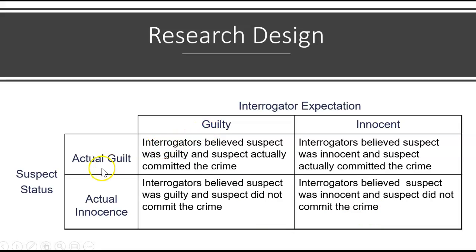So in the guilty and actual guilt cell, the interrogator believes the suspect was guilty and the suspect actually was. In the next condition, you have an expectation of innocence, but the suspect was actually guilty. In this cell, the interrogator believes the suspect is guilty, but they weren't. And finally, they believe the suspect is innocent, and that was actually the case.